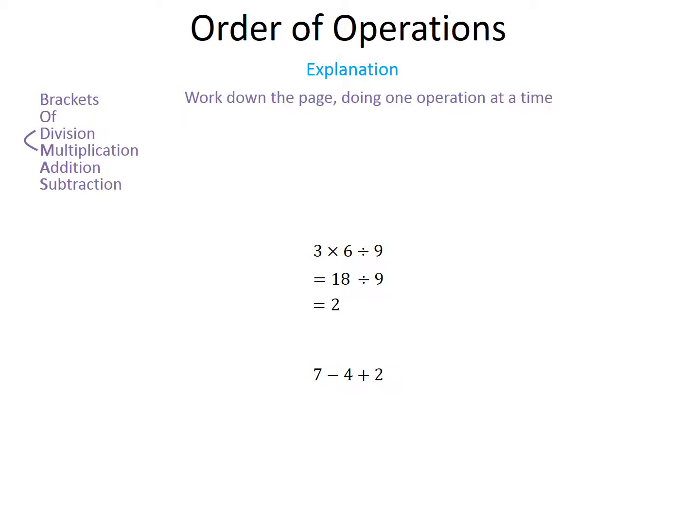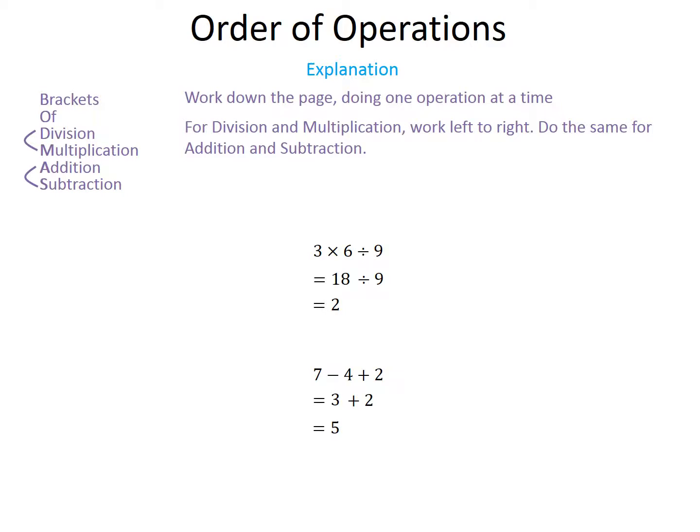Now addition and subtraction is the same idea. They are linked as well. So you just do them left to right. If there's only additions and subtractions left, just go left to right. So 7 minus 4 is 3, and so I can write that down. I haven't used the plus 2 yet, so I just write it down. And 3 plus 2 is 5, and so that's my final answer there. And so for division and multiplication, work left to right, do exactly the same for addition and subtraction. So just remember these guys are linked and these guys are linked.